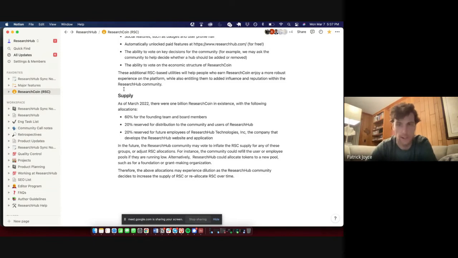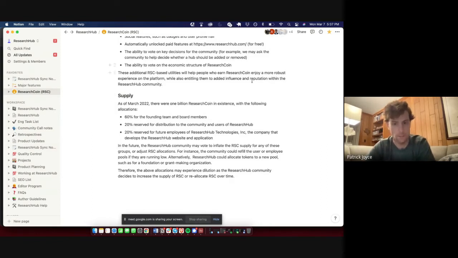So in theory, if you go do Y Combinator, the founders start out with 100%, they give 7% to Y Combinator, then they do a seed round where they normally distribute about 20%, and then Series A where they distribute about 20%. And so Brian's thinking of ResearchHub in a similar fashion, except we'll never need to raise money.